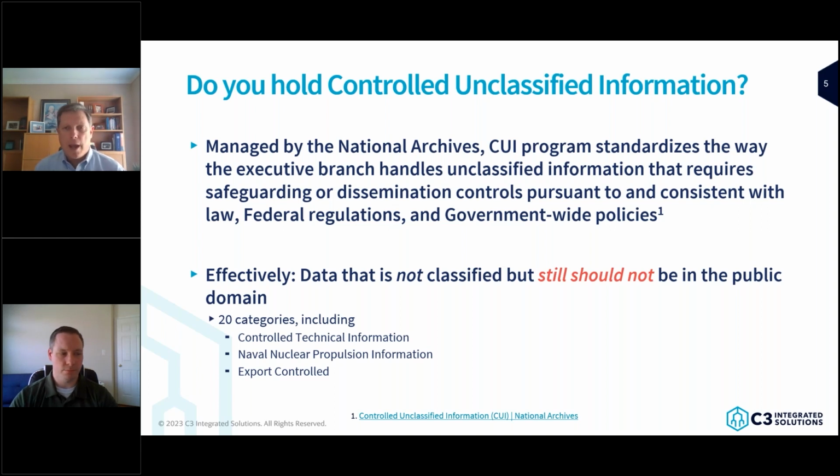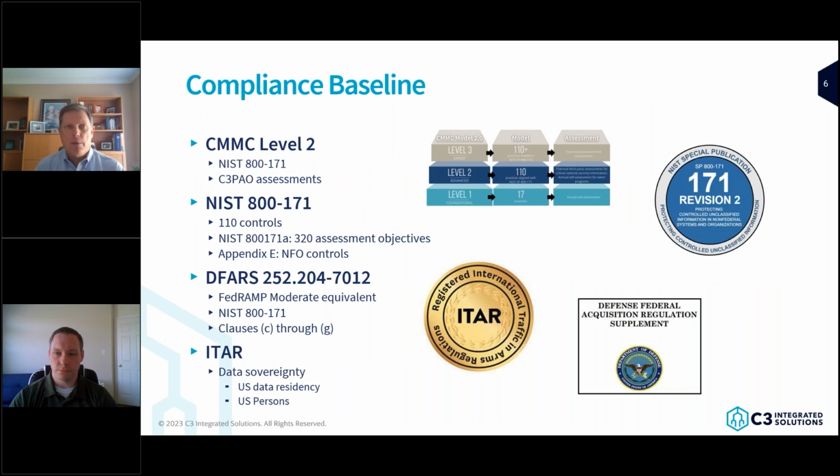There are over 20 categories that are managed by the National Archives that are considered CUI in some form or fashion. And generally, when we're talking about defense data, we're talking about things like controlled technical information, export controlled content, as well as some other niche types of things like naval nuclear propulsion and other forms of data.